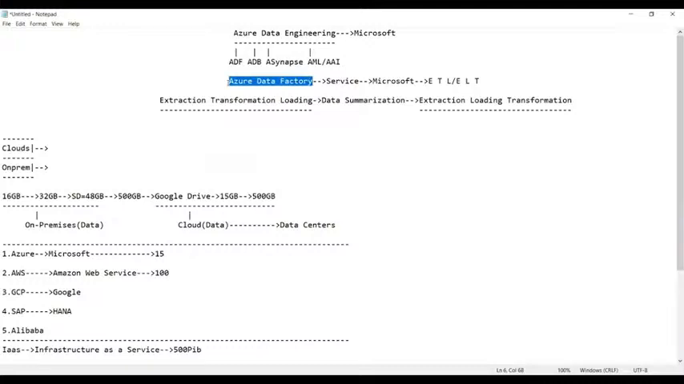And as we know, Azure Data Factory is nothing but a service provided by Microsoft to perform the job of ETL, which stands for what? Extraction, transformation, and loading.